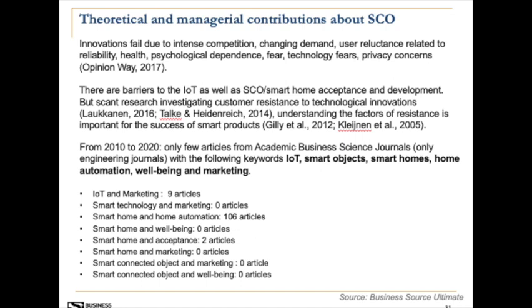And finally, we fill a research gap because from 2010 to 2020, after having looked at the Business Source Ultimate database, only few articles come from academic business science journals. Articles about IoT and smart connected objects were only published in engineering or informatics journals with the following keywords.